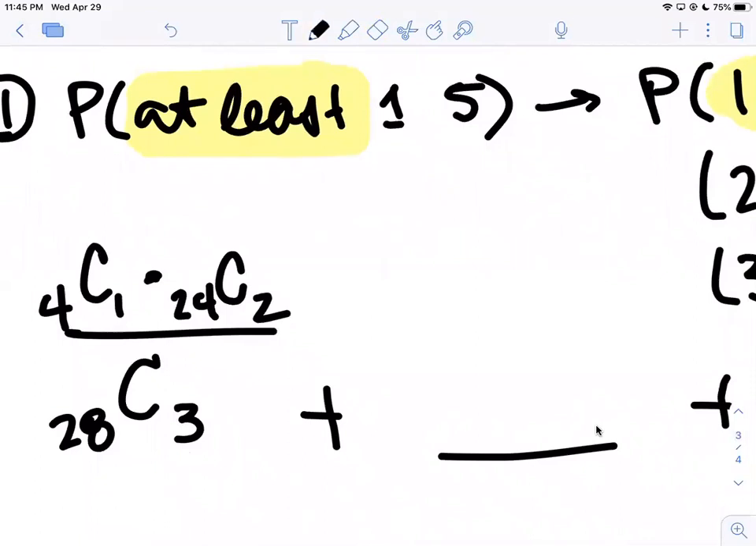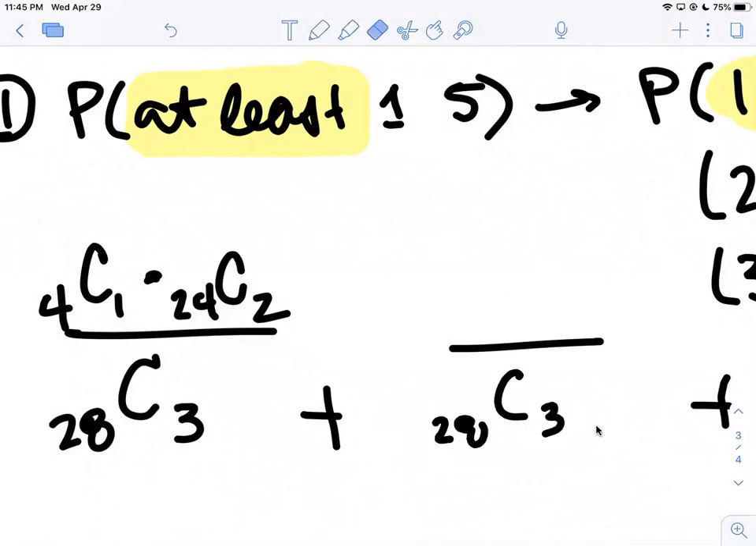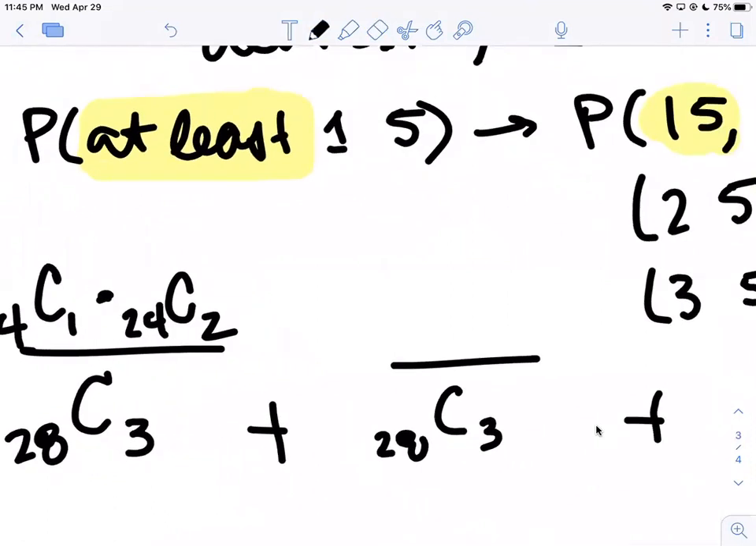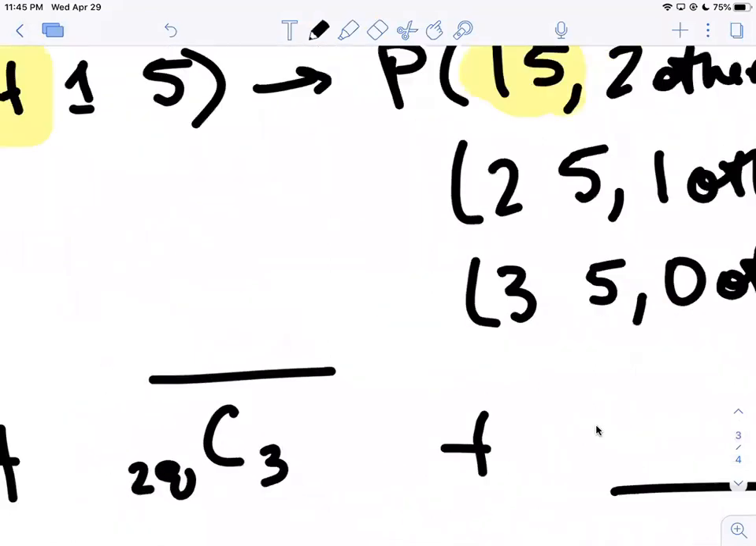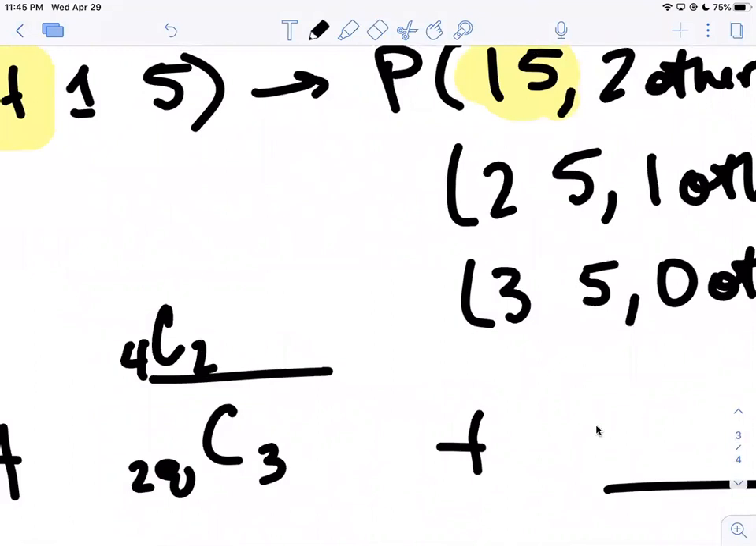My next one, still going to have 28, choose 3 on the bottom. That's always my total goes on the bottom. I just don't know what my total is this time. Now this time I'm going to have 2 5s and 1 other. So I'm going to do 4, choose 2. So from those 4 5s, I get to pick 2 of them, or I want to pick 2 of them. And then I have 24 other cards, but I only have 1 left to get.